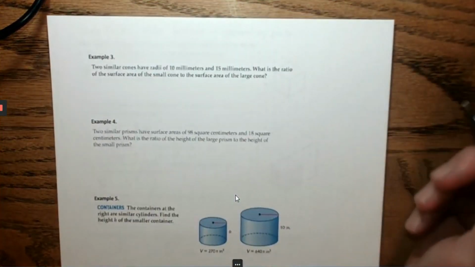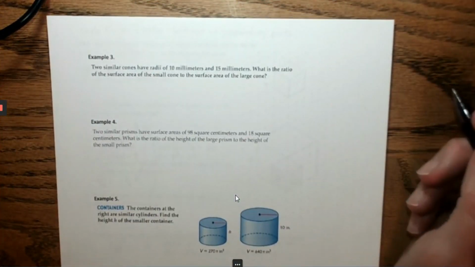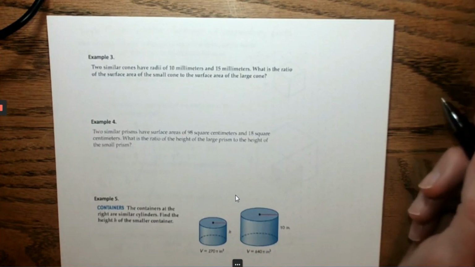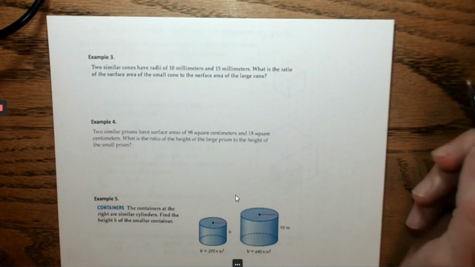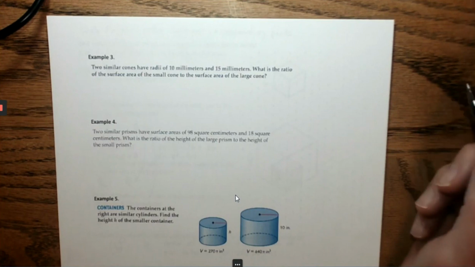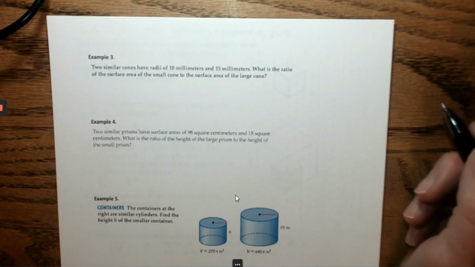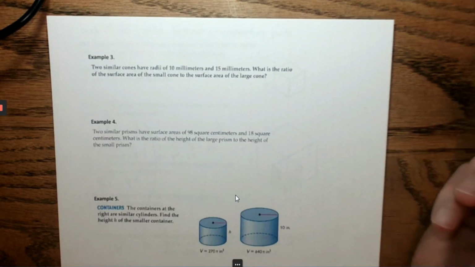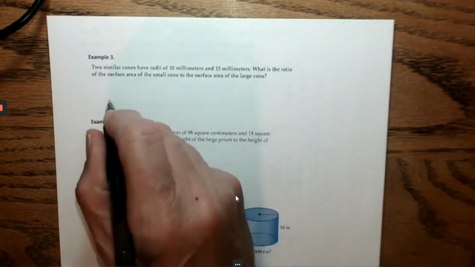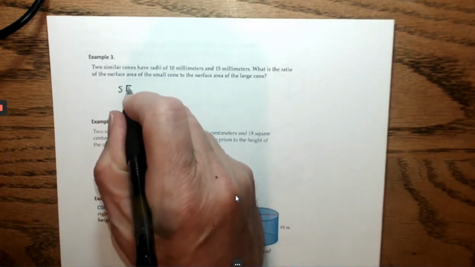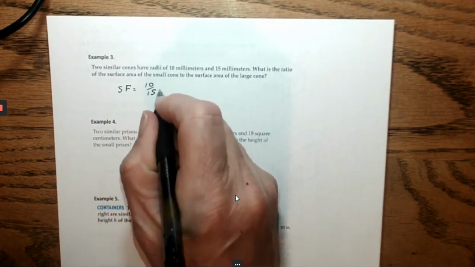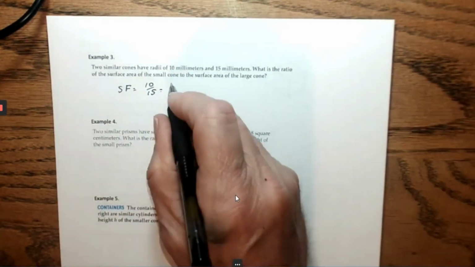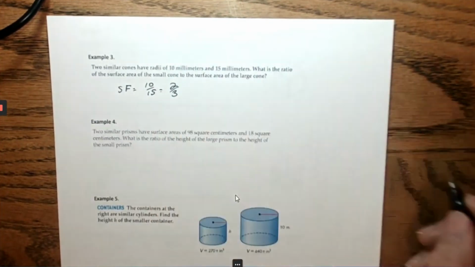Here's our third example. 2 similar cones have radii. Radii is the plural of radius, I like that plural. Radii of 10 millimeters and 15 millimeters. All right, we're talking about dimensions, we're talking about corresponding parts. So we know what the scale factor is. Our scale factor is 10 over 15, and that reduces to 2/3. So we know the scale factor.